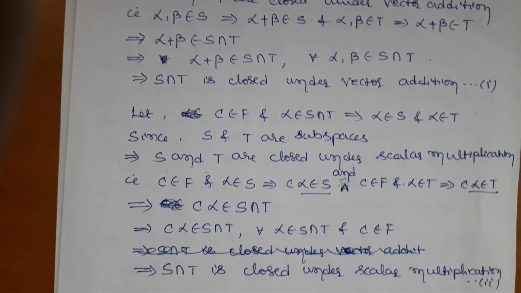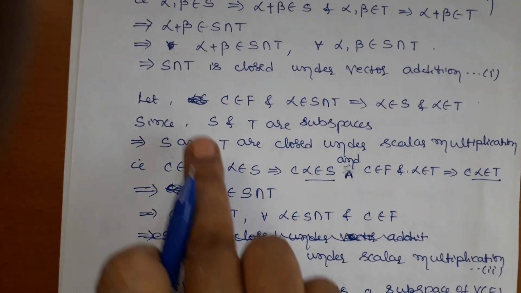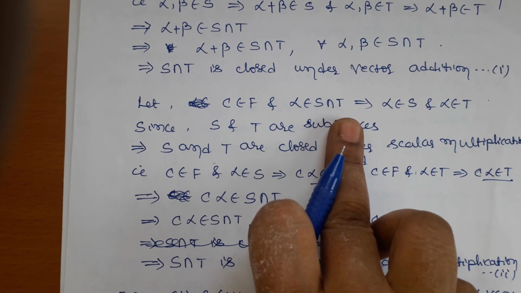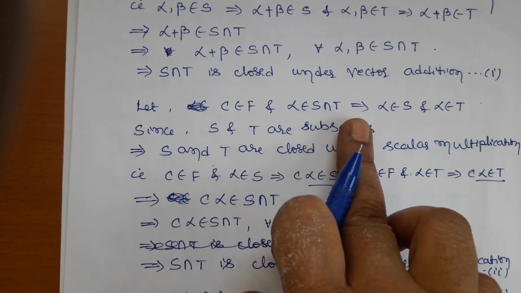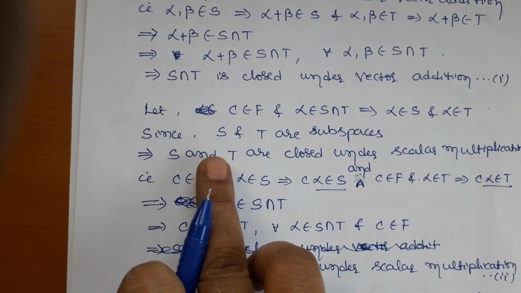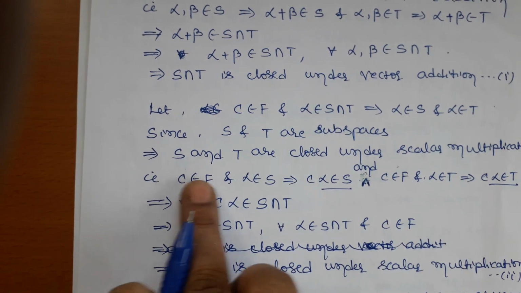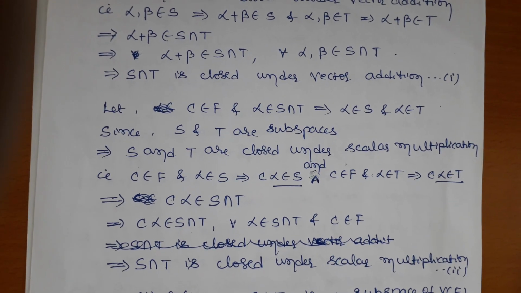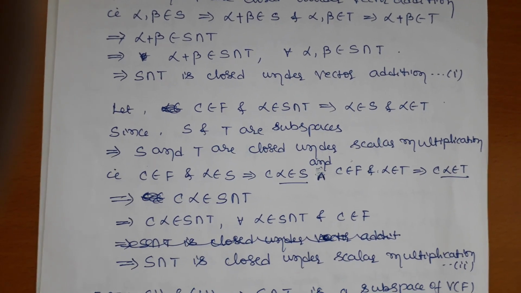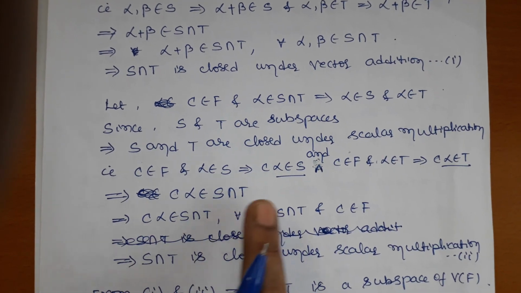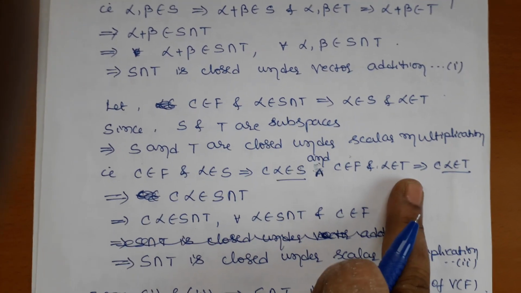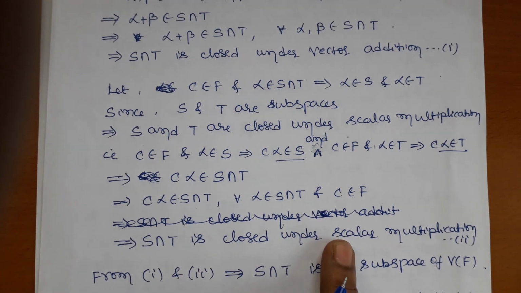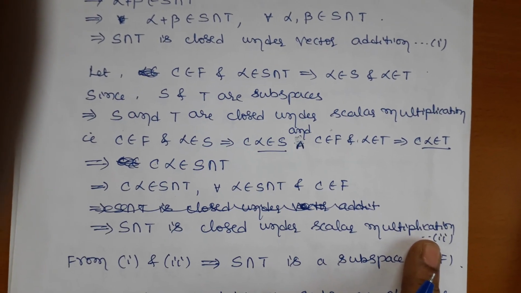Similarly, to prove that it is closed under scalar multiplication, I choose one scalar, say C belongs to F, and alpha belongs to S intersection T. From the definition of intersection, alpha belongs to S and alpha belongs to T. But S and T are subspaces, so both S and T are closed under scalar multiplication. Now we can say that C alpha belongs to S and C alpha belongs to T. Then C alpha is common to both S and T. Therefore, C alpha belongs to S intersection T.